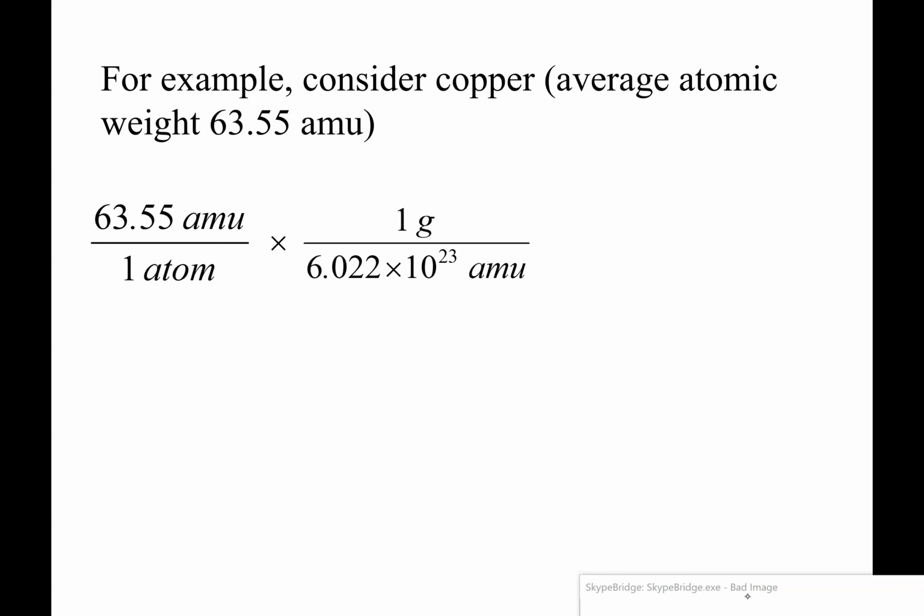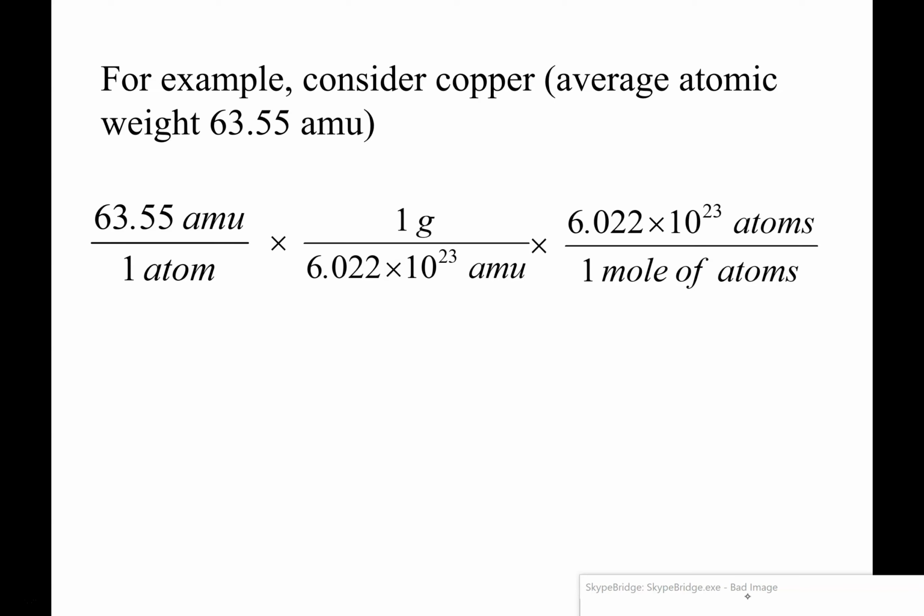I'm introducing it that way because I want units of AMUs to cancel. Now I have grams per atom. My last term is going to be the definition of a mole. We know that 1 mole of atoms will be 6.022 times 10 to the 23rd atoms. Now the reason I've set these 3 terms up this way is when I let units cancel, units of AMUs cancel, units of atoms cancel, and what units do I have left? Grams per mole. And I don't have to get my calculator out for this one.